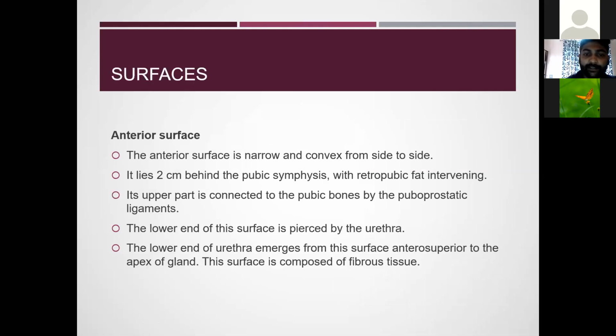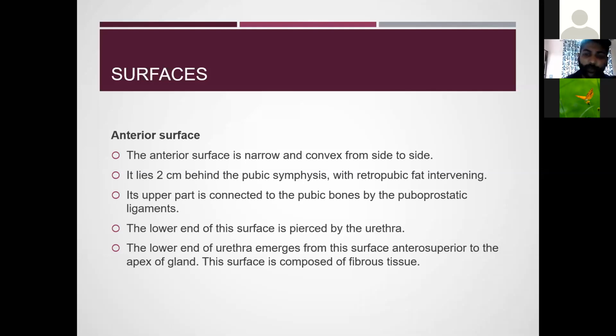And the surfaces. It has four surfaces: one anterior, one posterior, and the two lateral surfaces. The first one is the anterior surface. The anterior surface is narrow and convex from side to side. It lies 2 cm behind the pubic symphysis, and in between it is separated by the retropubic fat.